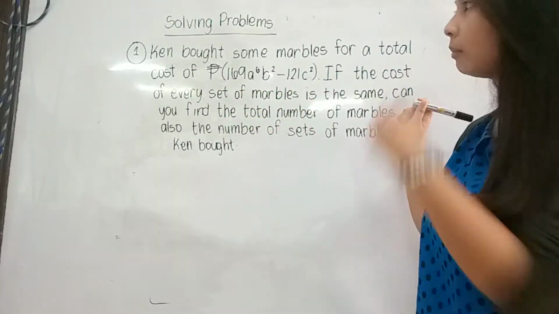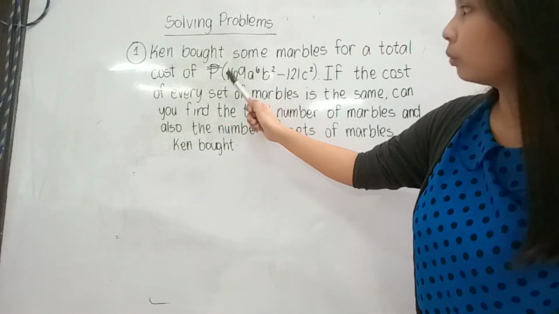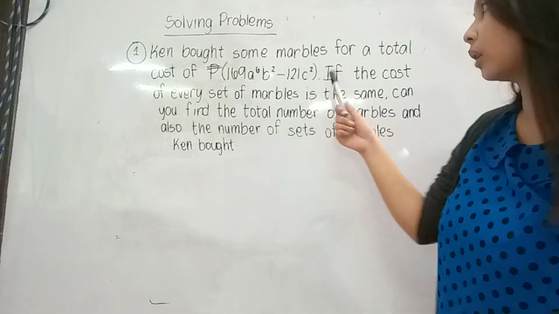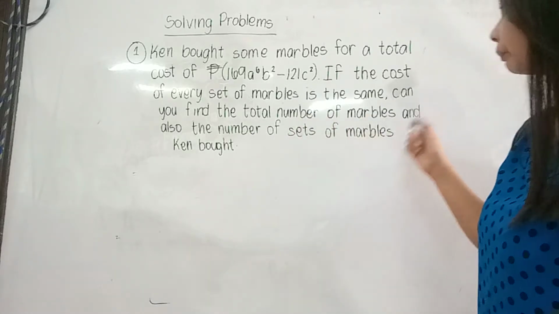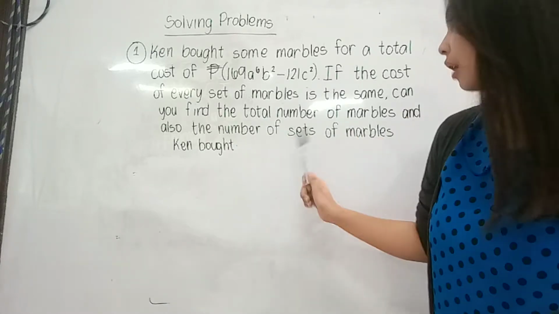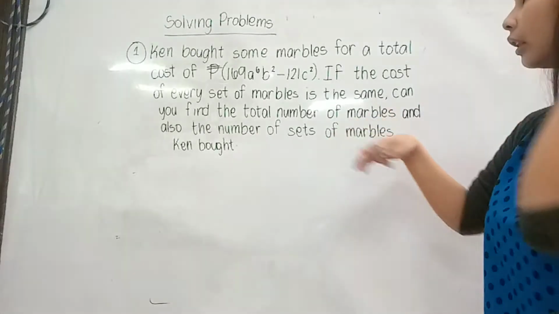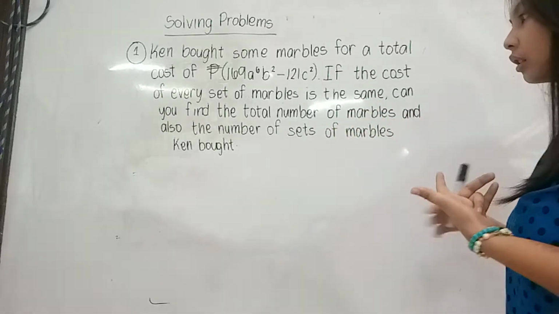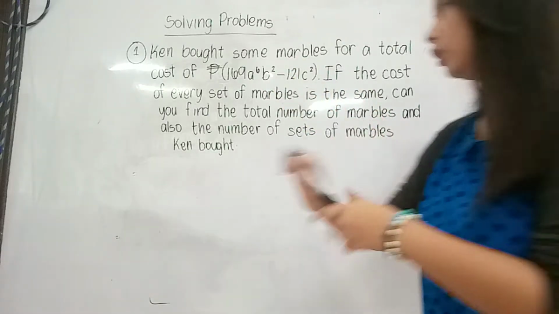So, for the first problem, Ken bought some marbles for a total cost of 169 a raised to 6 b squared minus 121 c squared pesos. If the cost of every set of marbles is the same, can you find the total number of marbles and also the number of sets of marbles Ken bought? So, hahanapin natin kung ilan yung total number of marbles na binili ni Ken as well as yung sets of marbles na binili niya. So, kung mapapansin nyo, sulat muna natin si given.